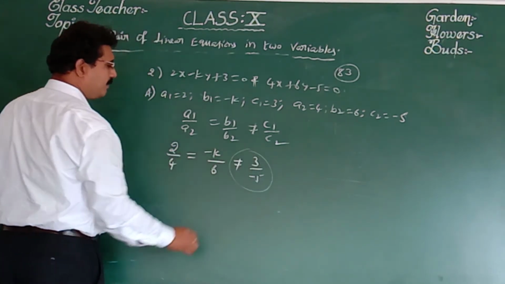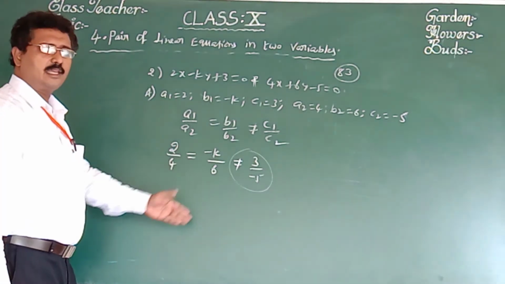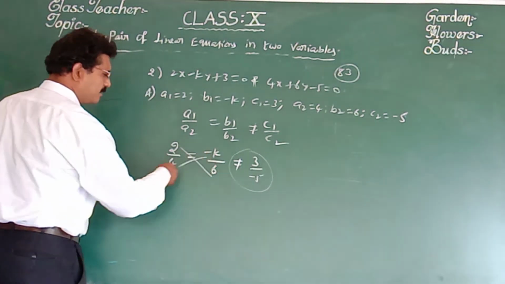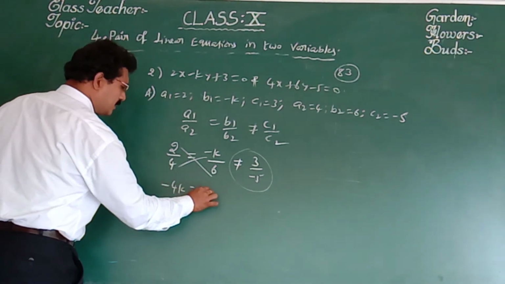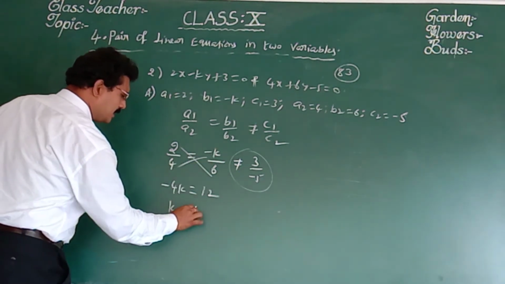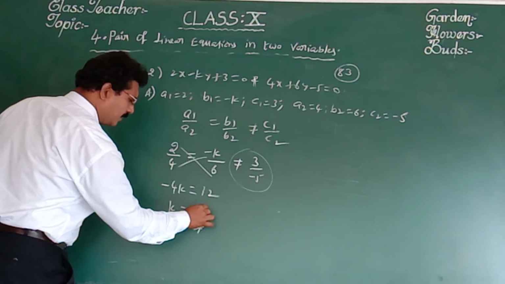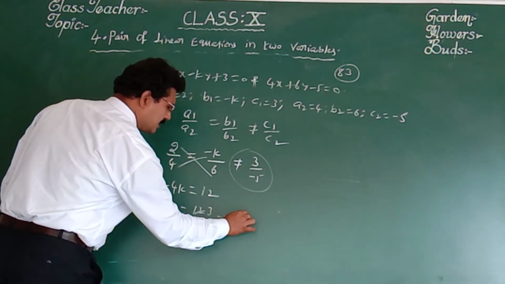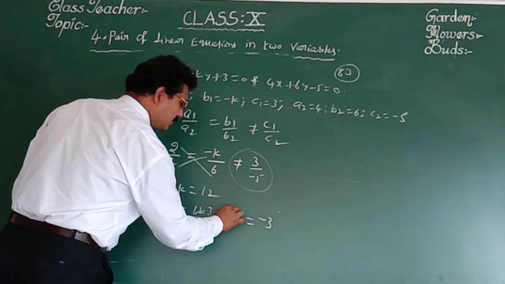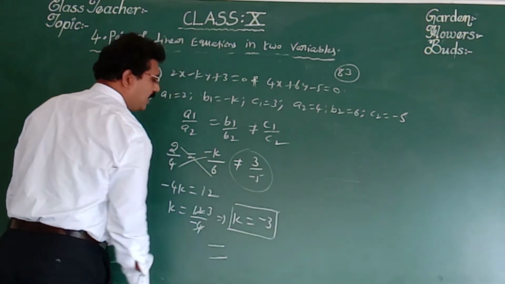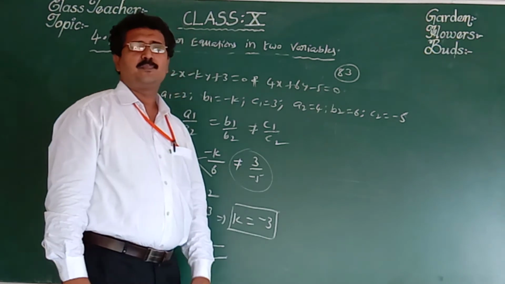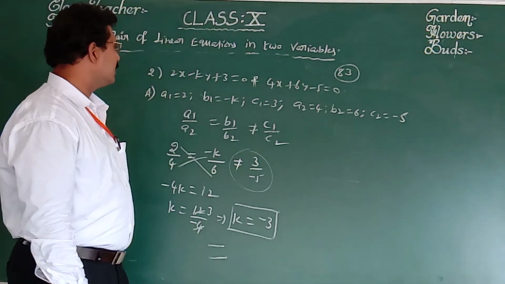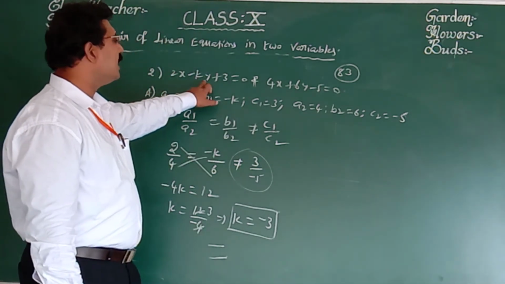This last part is not needed, because 2 by 4 is equal to minus k by 6. Directly cross multiply: minus 4k is equal to 12. So k is equal to 12 by minus 4, which implies k is equal to minus 3. Therefore the value of k is minus 3. If k is equal to minus 3, then only they are parallel lines.